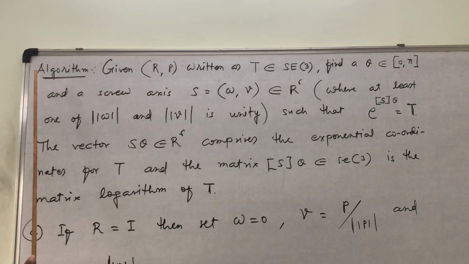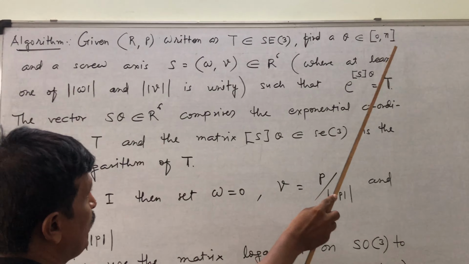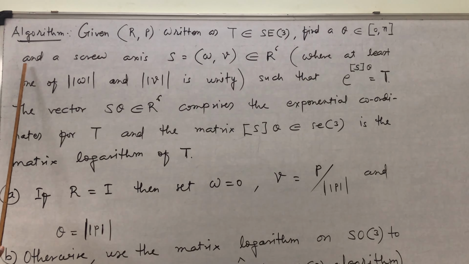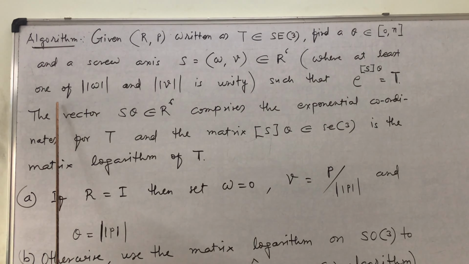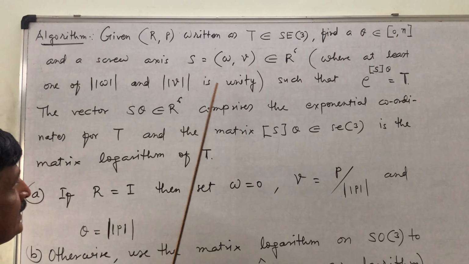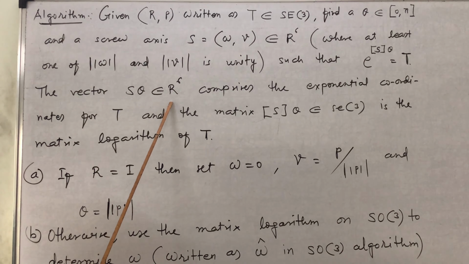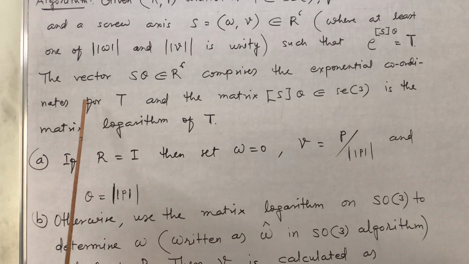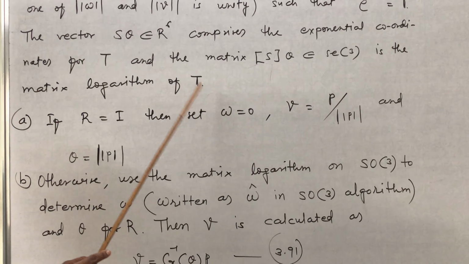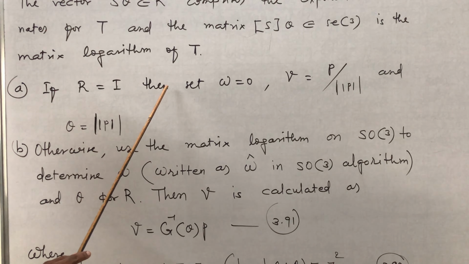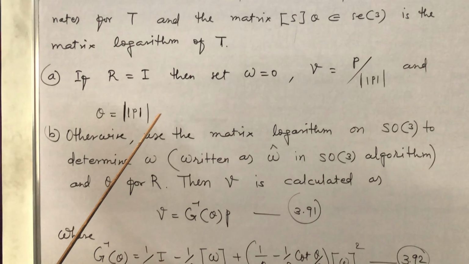Okay. Now the algorithm. Given (R, p) written as T belonging to SE(3), find a theta belonging to the closed interval [0, pi] and the screw axis S equal to (omega, v) belonging to R raised to 6, where at least one of the norm of omega and the norm of v is unity, such that e raised to S theta is T. The vector S theta belonging to R raised to 6 comprises the exponential coordinates for T, and the matrix S theta belonging to se(3) is the matrix logarithm of T. A: if R equals I, then set omega equal to 0 and v equal to p divided by the norm of p, and theta equal to the norm of p.